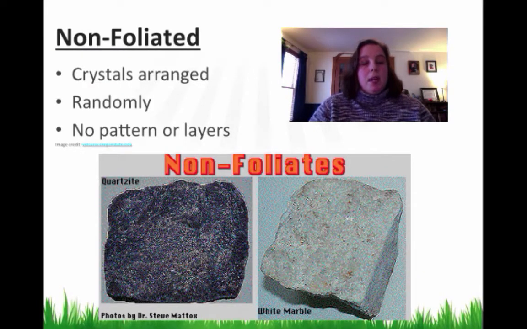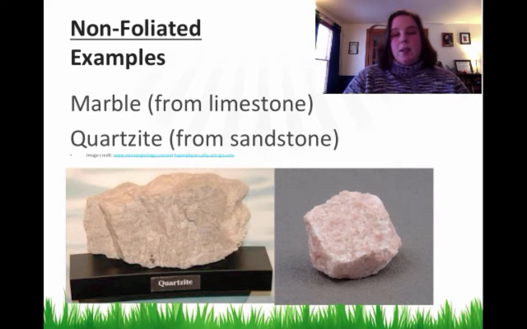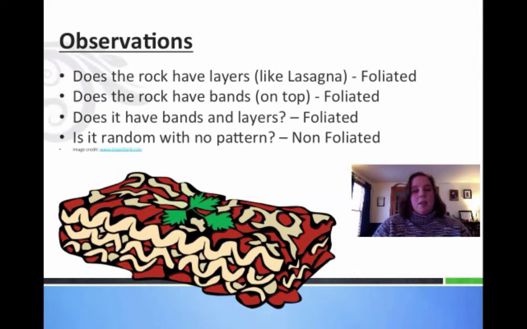So let's talk about non-foliated rocks. Non-foliated rocks are what I like to consider the nose and the knots. So they are crystals that are arranged randomly. So there is no pattern and no layers. A very famous example of this is white marble, and it's because it's in a random pattern. So I was just talking about marble comes from limestone, and quartzite actually comes from sandstone, and these are two names of non-foliated rocks.